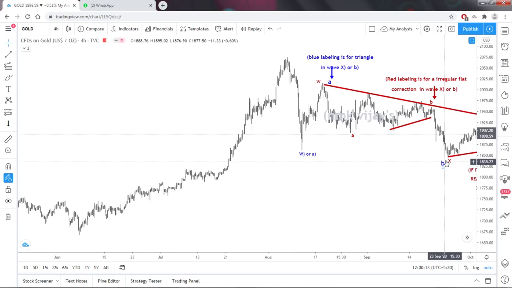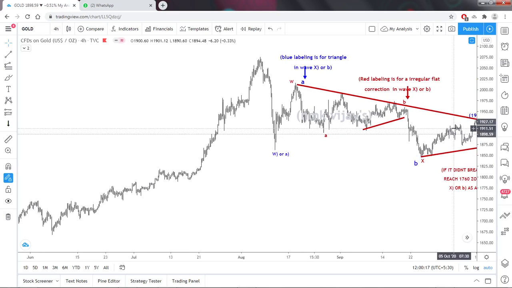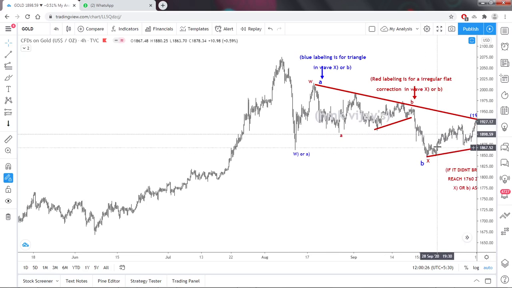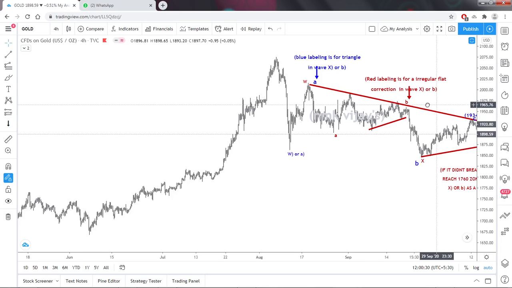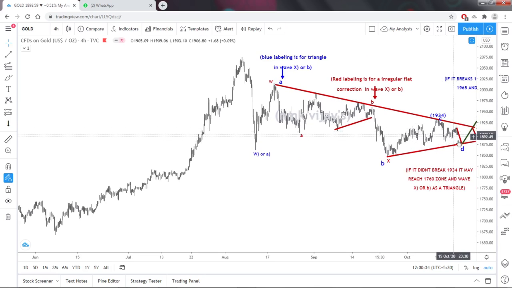So after the A, we need a B wave structure. So if this is the B wave, it's not looking like the kind of B wave that I'm expecting in the price action. So here what I did is, if it is a B wave, it has to come to the downside aggressively, but here it is struggling to come downside.